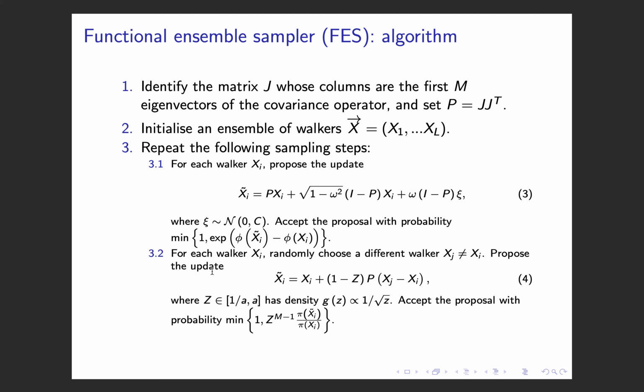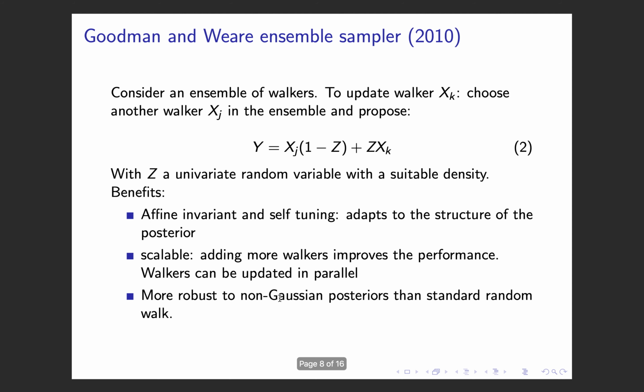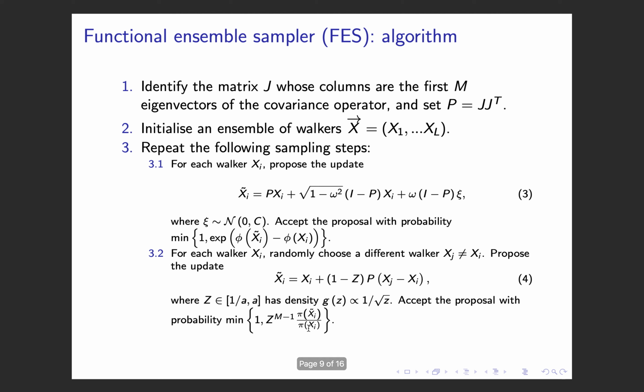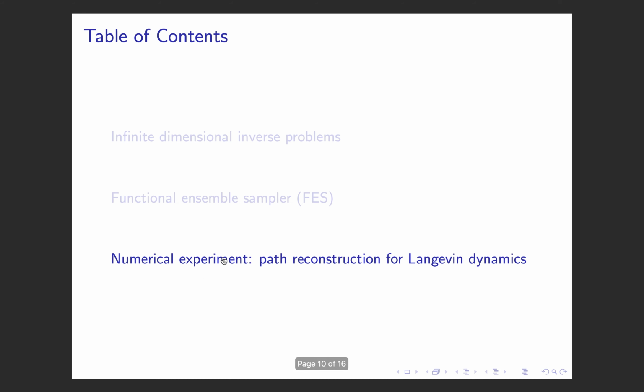So our sampler is exactly that. It's an ensemble sampler that alternates sampling firstly on the complementary subspace using functional random walk, namely PCN, and secondly uses this Goodman and Weare ensemble sampler on the low dimensional space. And it just alternates sampling on these two. And that's our sampler.